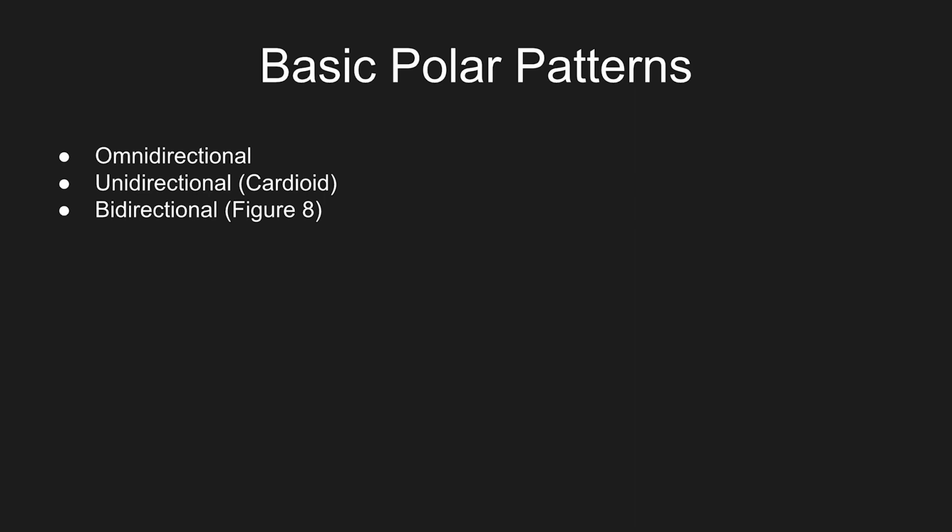Now let's get into polar patterns. There are three basic types of polar patterns. We have omnidirectional, unidirectional, also called cardioid, bidirectional, also called figure eight. So what the heck does any of that mean?